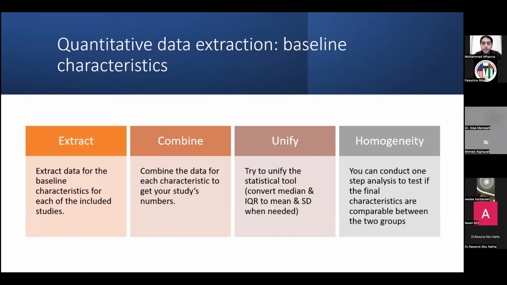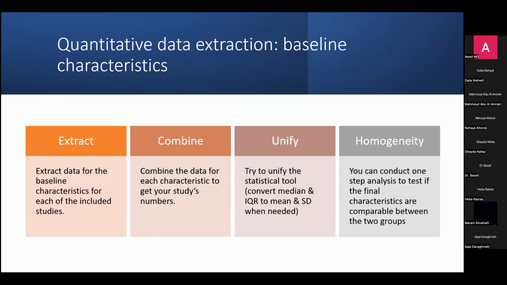And then if there is any discrepancy between the statistical tools used in between the included studies, you may need to unify that. For example, if 9 of the included studies reported age as a mean and standard deviation, while one of the studies reported the age as a median and interquartile range. So to make it easy on yourself and on the readers, you may need to convert the median to the mean and standard deviation. And we will discuss this in a little bit.